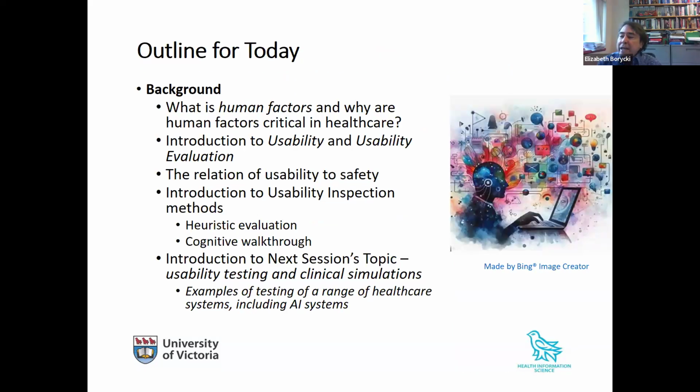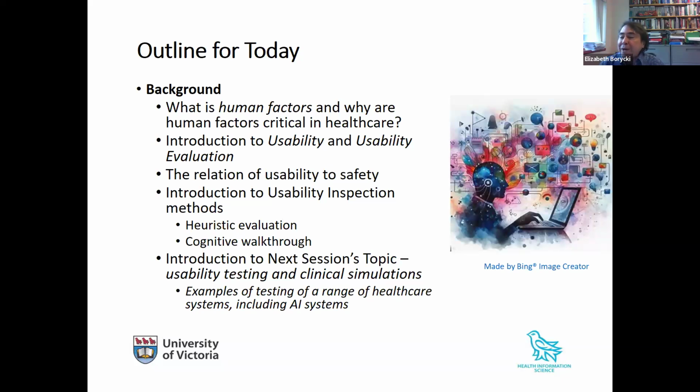So the outline today is: what is human factors and why are they critical in healthcare? There's a lot of talk about smart systems and advanced innovation, but we continually find that one of the areas that's left out is human factors. And often the discussion doesn't include what concrete methods can be used to improve usability and safety of systems. So that'll be a focus for sure.